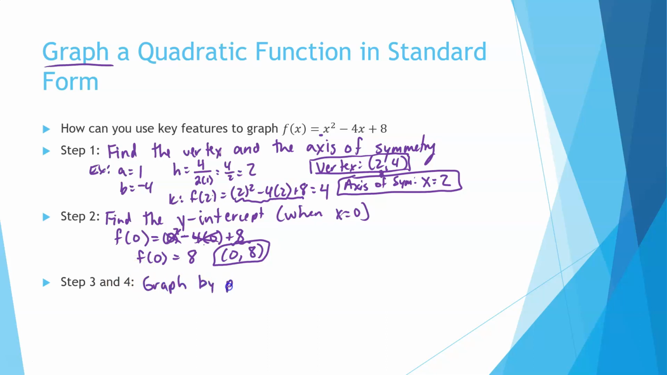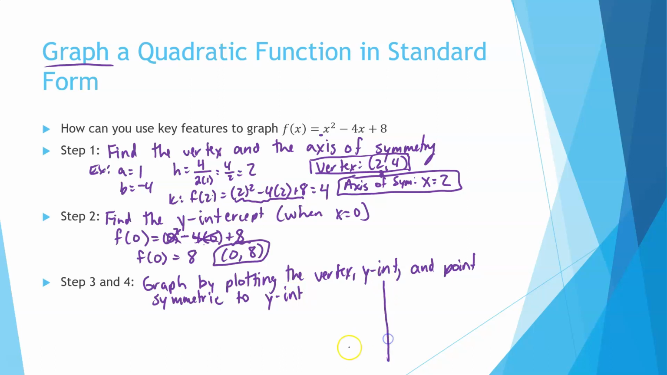by plotting the vertex, the y-intercept, and finally, the point symmetric to the y-intercept, because we know parabolas are symmetric. Okay, so now in this one, I don't have a grid on my screen, just like you won't on your paper, so I just sketch it in there.